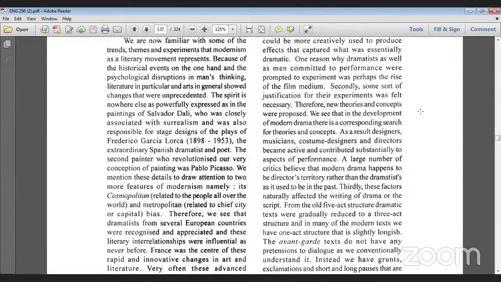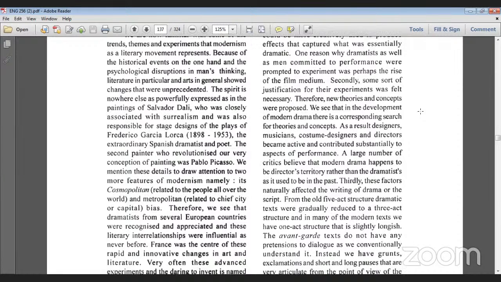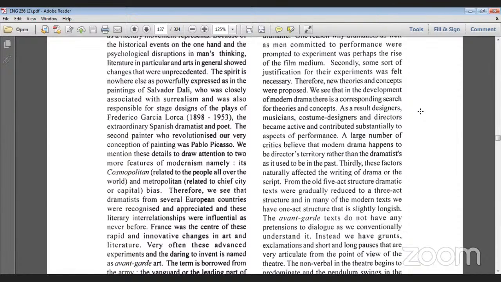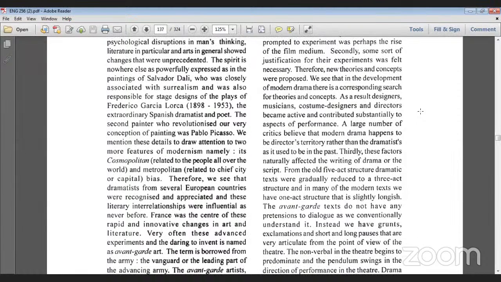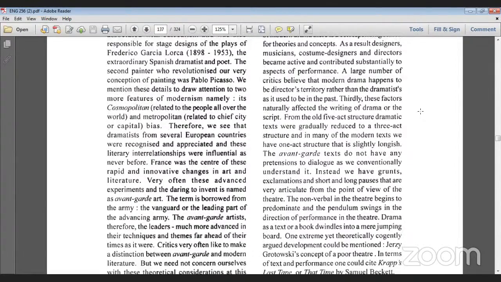The second painter who revolutionized our very conception of painting was Pablo Picasso. We mention these incidentally to draw attention to two more features of modernism, namely its cosmopolitan character, related to people all over the world, and its metropolitan character, related to capital bases. Therefore, we see that dramatists from several European countries were recognized and appreciated, and literary interrelationships were influenced as never before. France was the center of these rapid and innovative changes in art and literature.